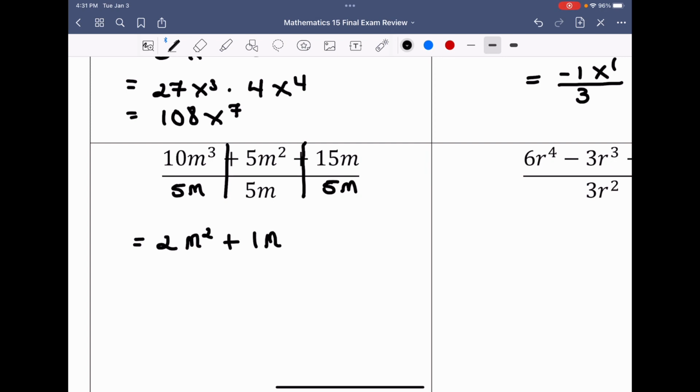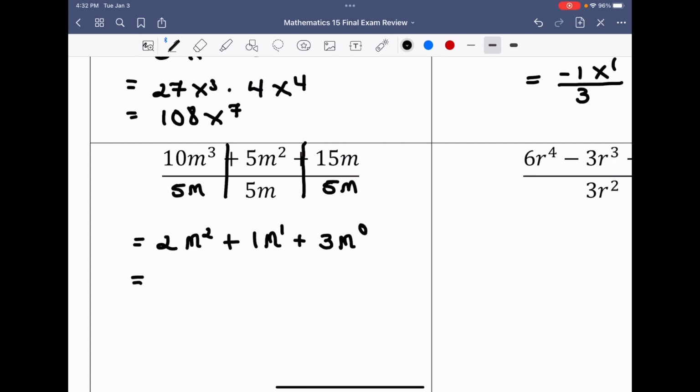M squared over m to the 1 is equal to m to the 1. And yet again, I don't need to really list that 1, but I will just for the sake of this example. Finally, we're going to go to our last block here and say this is adding 15 over 5, which is 3. M over m simplifies actually down to m to the 0.